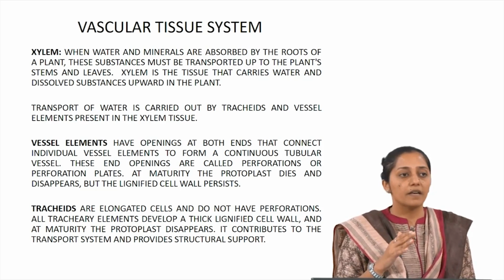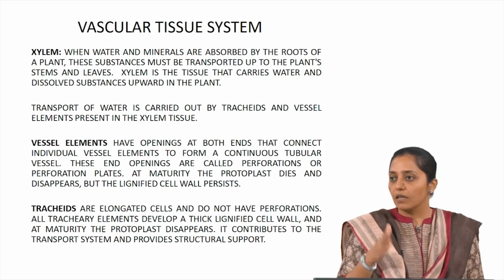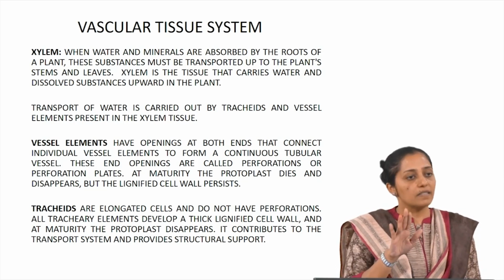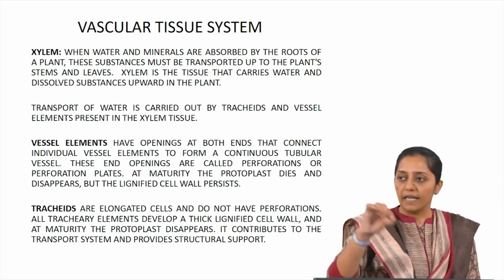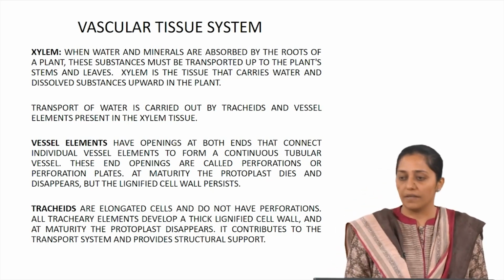Now tracheids are very long cells which lie close to each other, long in length, and these are simple cells, but because of the length the water can diffuse through these cells and pass.